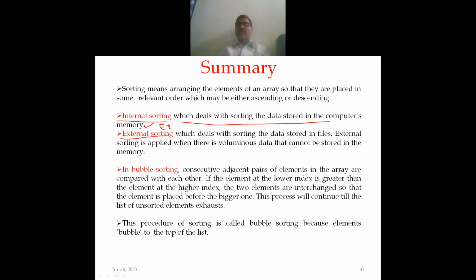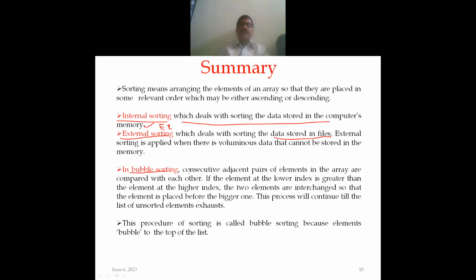External sorting means that the data is very voluminous, or large amounts of data, which cannot be stored in computer memory. So we store that data in files. When you want to sort the data which is stored in files, we make use of external sorting methods. Bubble sort is an example of internal sorting.